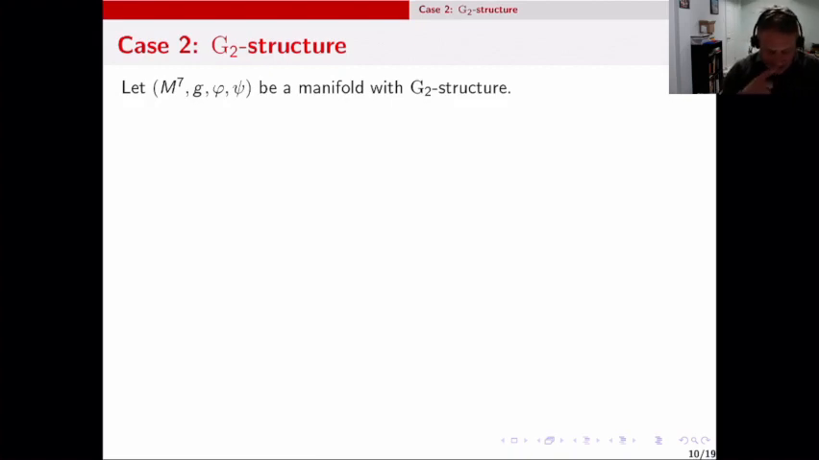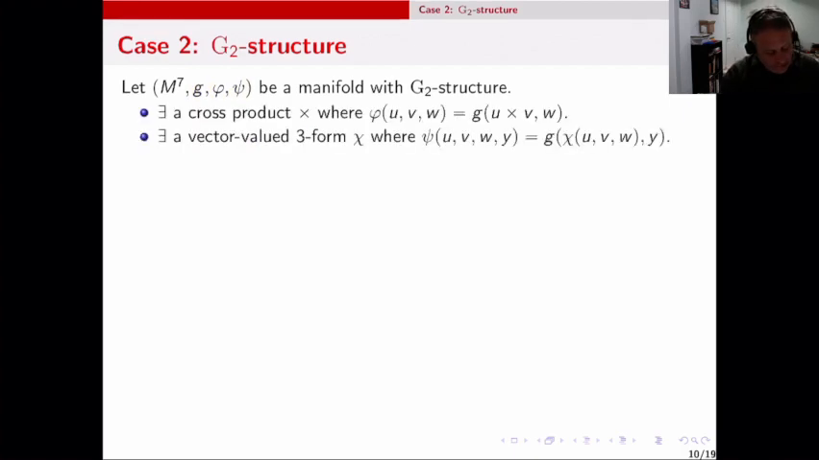So let's let M7 be a manifold with a G2 structure. Remember, that means that there's a Riemannian metric, there's a special kind of 3 form, and there's a special kind of 4 form, which is the Hodge star of the 3 form, because this manifold is also oriented. So from these structures, by raising an index with the metric using the musical isomorphism, we in fact get two other special kinds of operations.